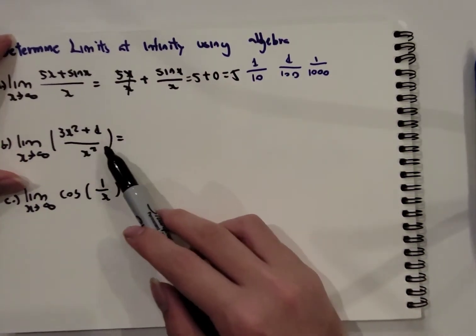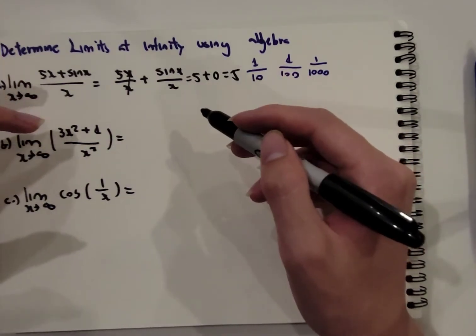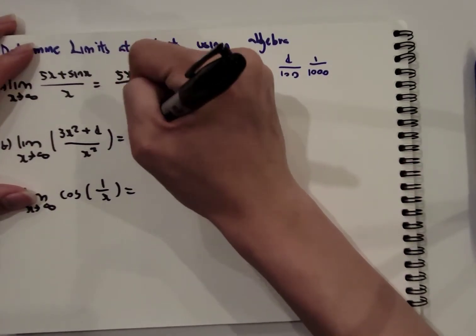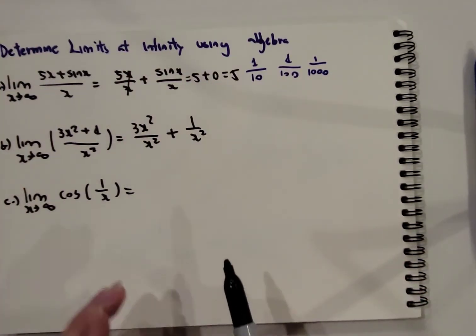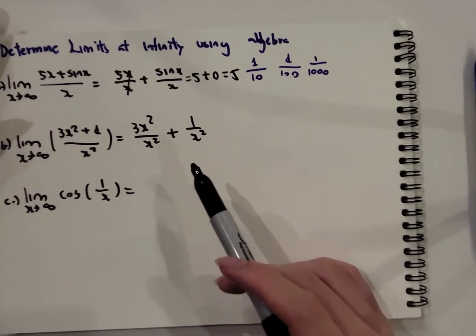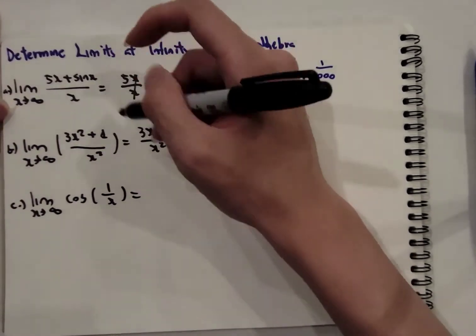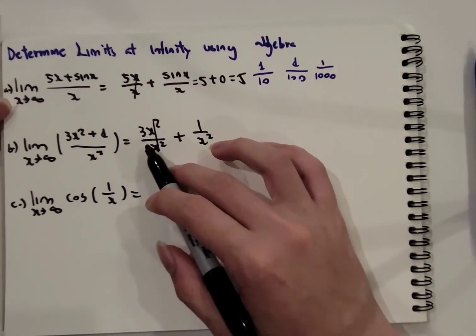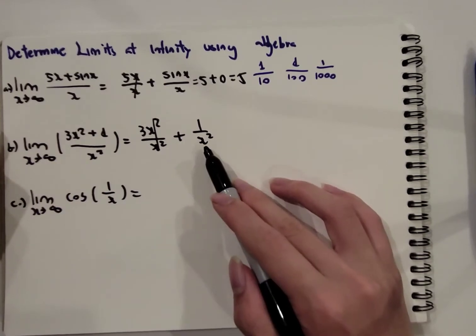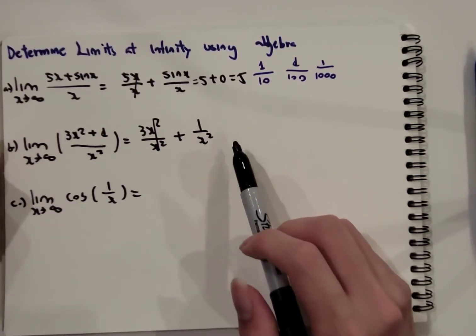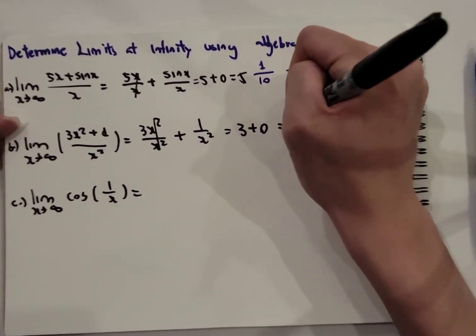So for this one, we're going to do the same thing as what we did here to separate it into two fractions, which will give us 3x squared over x squared plus 1 over x squared, right? So ask yourself what you can cancel here. Well, obviously we have x squared and x squared, so they can cancel, which will give us 3 on the left side. And then again we have a situation where x is on the bottom, so substituting infinity on the bottom will give us 0 as I explained here. So we can just write it as 3 plus 0, which is equal to 3.